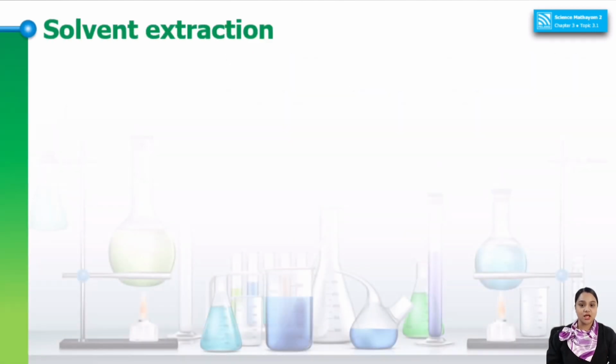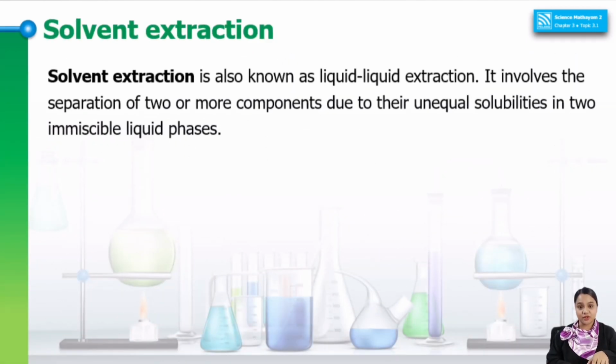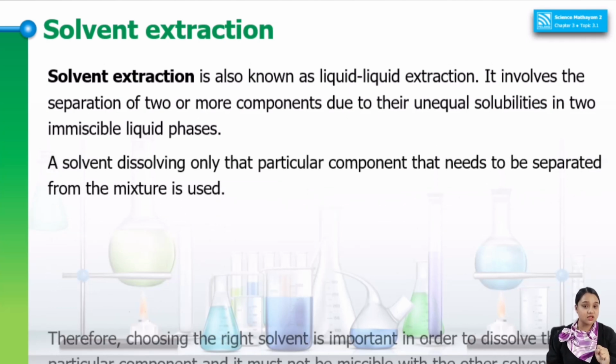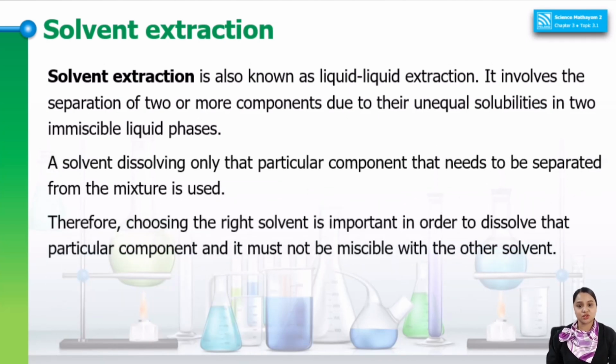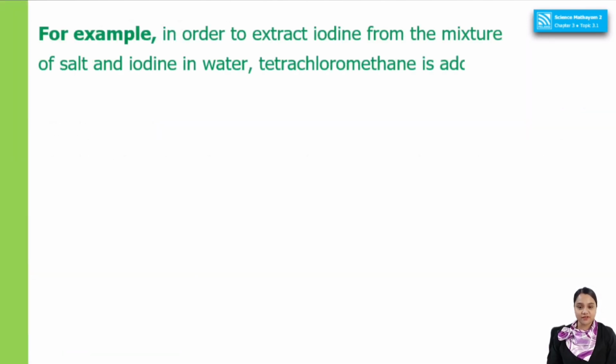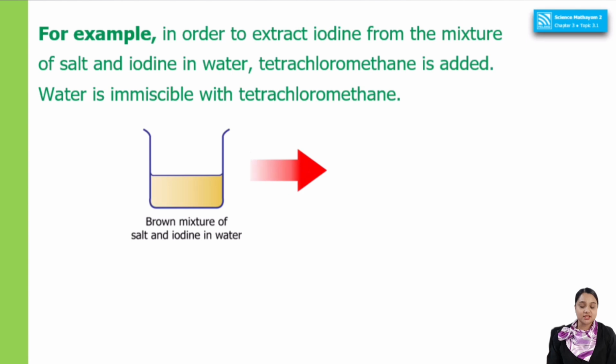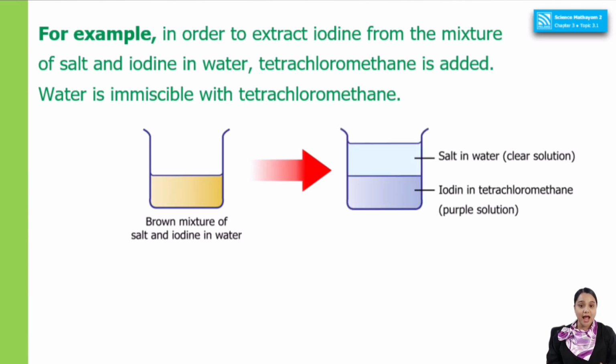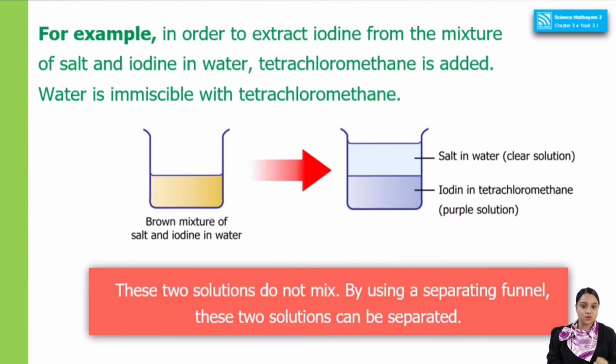The next method is solvent extraction. Some substances dissolve in one liquid but not in another. Scientists choose the right solvent to separate the substances. So we have this example of solvent extraction. Of course, in this example, we have iodine, which dissolves in tetrachloromethane, but salt does not. The two liquids do not mix, and a separating funnel is used to separate them.